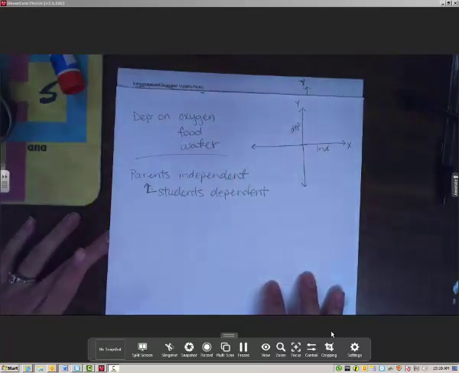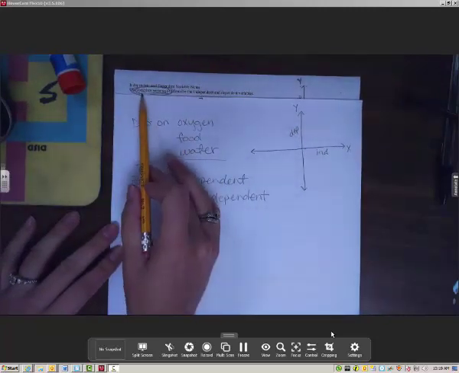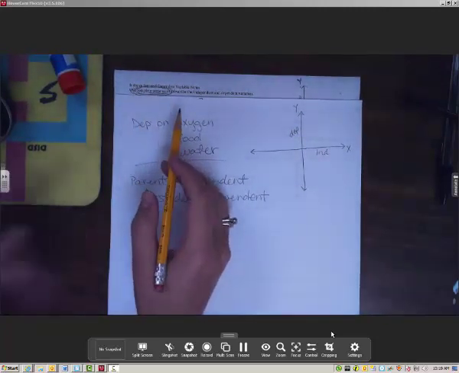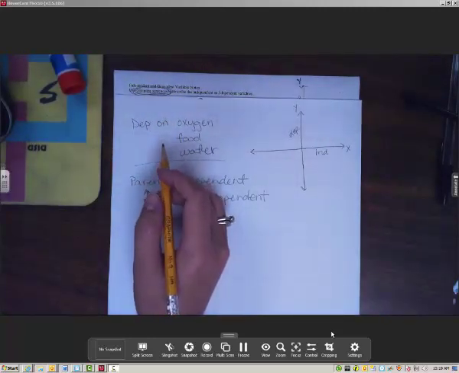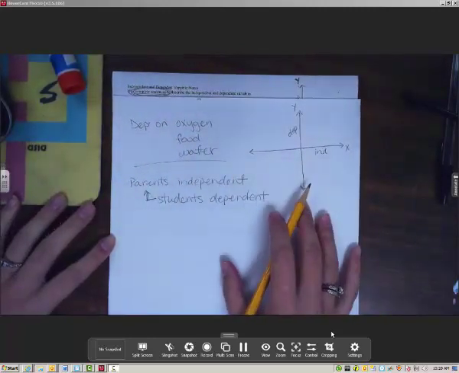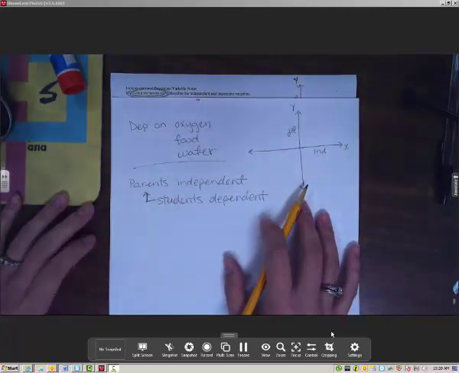Now, on the notes page, what it tells us to do is to use complete sentences, okay? Remember that starts with a capital letter and it ends with a punctuation, generally a period, okay? That's what I used on all of the notes. So use complete sentences to describe the dependent and independent variables, okay?